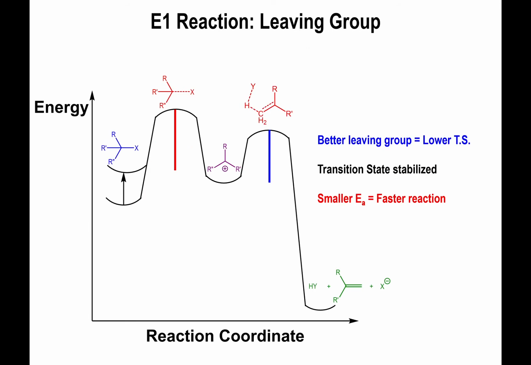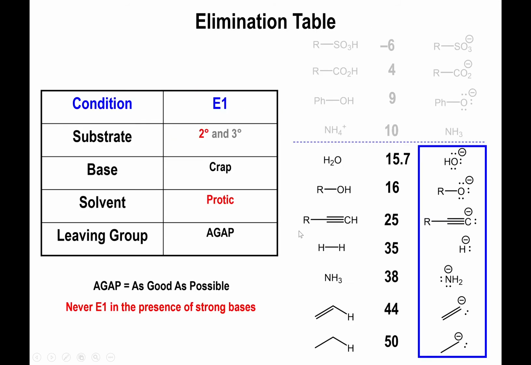And much like your E1s, your E2s, your SN1s, and your SN2s, this reaction is no exception. You want to have a good leaving group, right? Having a good leaving group means that you are raising the energy of the reactant, making the activation energy lower, making it easier for this reaction to go forward.